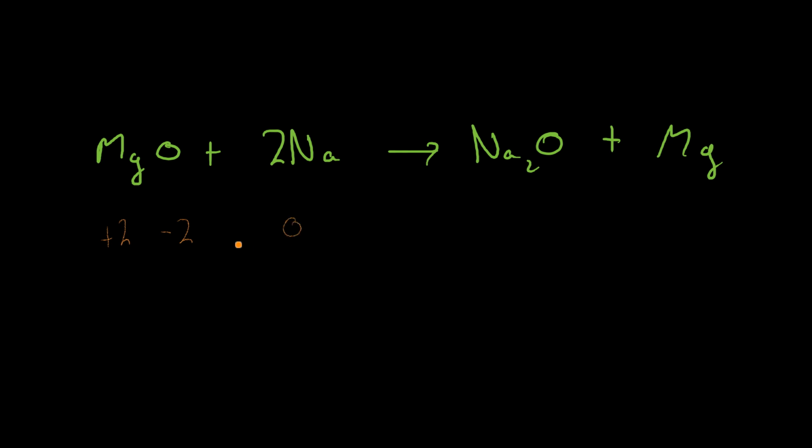That's something that people miss. Don't have a look at the metal and just say, oh, it's definitely +1 because it's in group 1. If it's on its own, it's 0, and that's the same for any element. But now, on the right-hand side, sodium oxide.